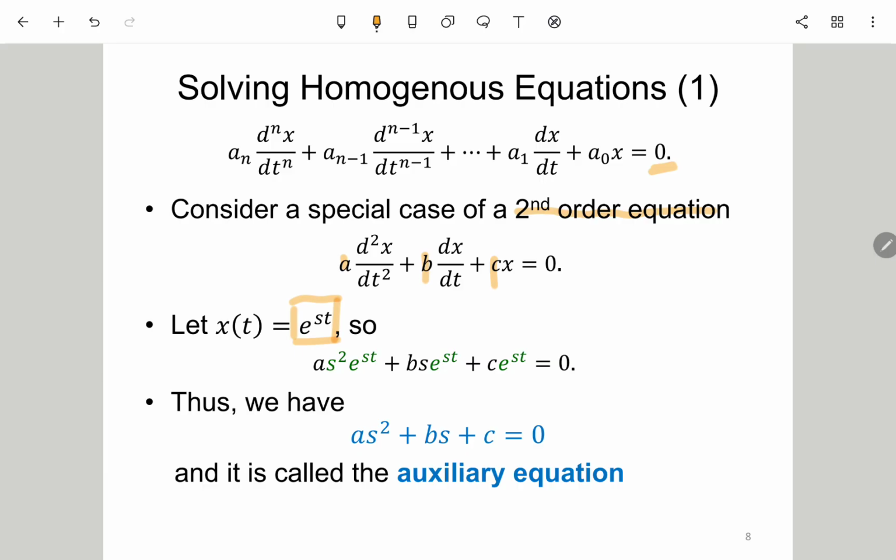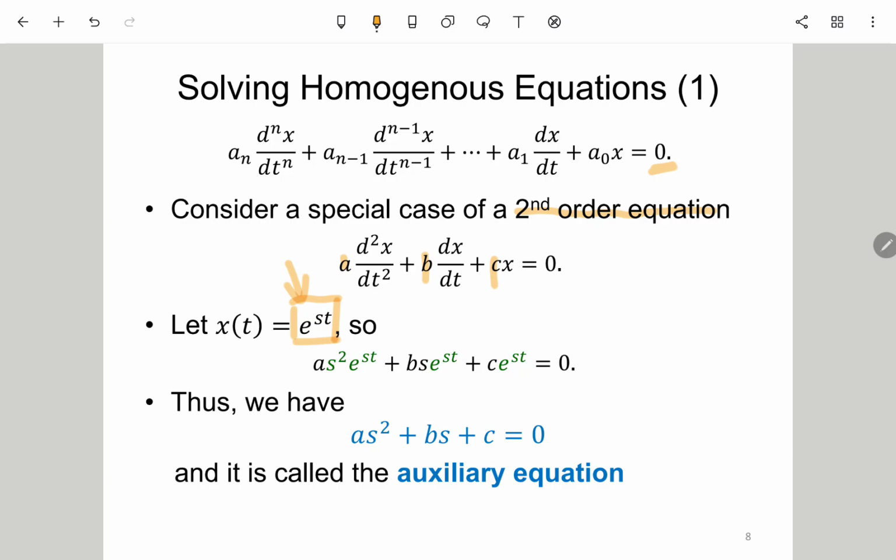Maybe you ask why you make this guess. A straightforward answer is that it works. If you assume other forms of the solution, it won't work. And then you may ask why. Can you have some simple idea, not necessarily a rigorous reason? It is that if you take the derivative of an exponential function, it turns out to be itself. So it is easy, and it is possible to cancel this kind of function.